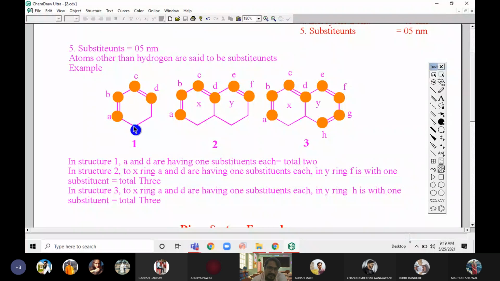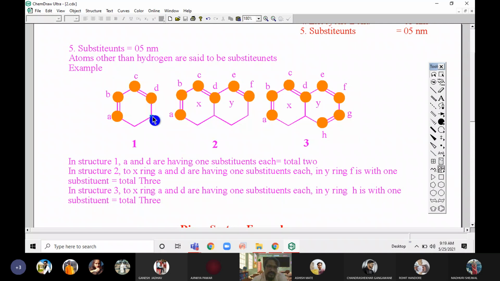A is having this substituent over here. This is a ring residue. B, see the valency here: two bonds, and here is one bond, so total three, and the fourth one will be the hydrogen. So hydrogen we are not going to consider as a substituent. So here one substituent, here there is no substituent, but here again there is one substituent.